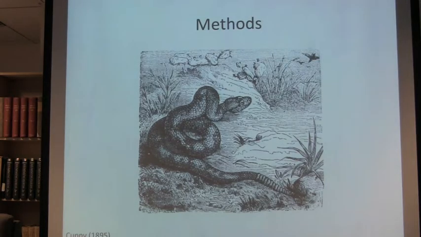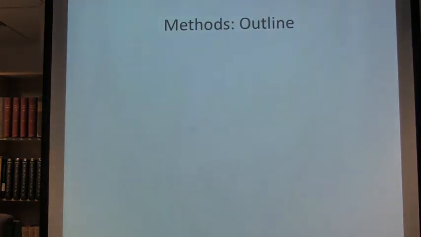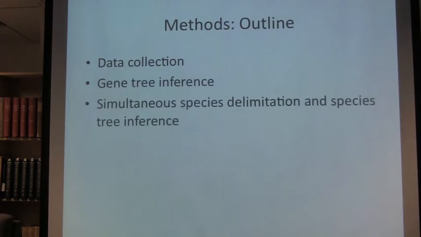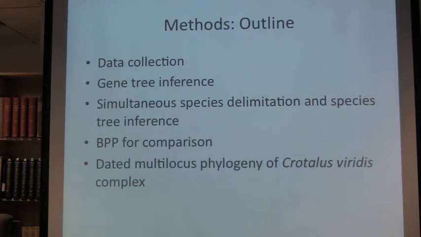Okay, on to my methods. First, I want to outline my methods before I dive right in. First, I'll talk about data collection and gene tree inference. Next, I'll walk through my methodology for simultaneous species delimitation and species tree inference. Next, I apply BPP for comparison. BPP is a widely implemented multilocus Bayesian species delimitation methodology. And I used my resulting species delimitations to construct the first dated multilocus phylogeny of the Crotalus viridis complex.